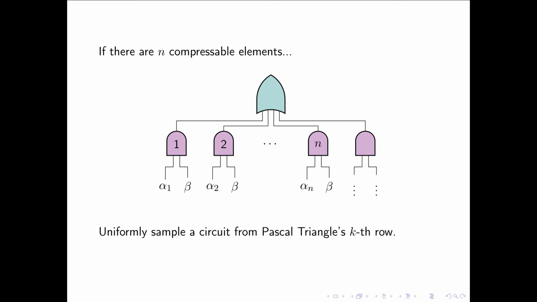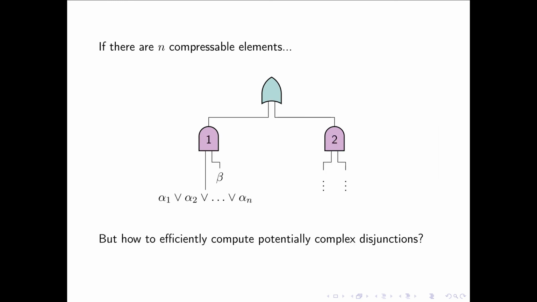And if we want to uniformly sample a compressed circuit from these compressible elements, then we can figure out that the space of the distribution of compressible circuits corresponds to the Pascal triangle's kth row, since it's basically a problem of combinatorics. And so if we have n compressible elements, and we compress n elements, for instance, we get a disjunction over this big disjunction here.